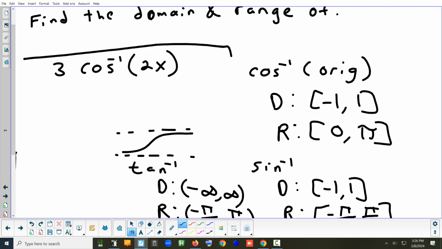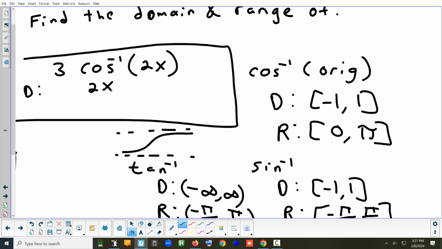All right, so let's start with the domain. What number there is going to affect the domain? The 3 or the 2? The 2, right? So the way we did it is I said to put the argument in the middle and then put the original domain on the left and the right. What's the original domain for inverse cosine? -1 to 1. Negative 1 to 1.